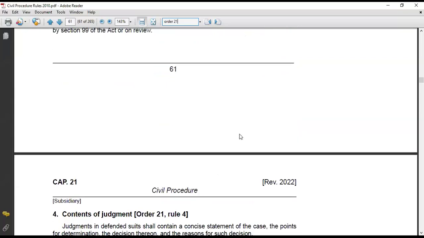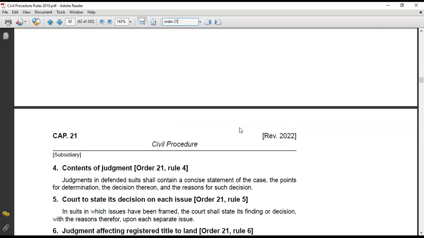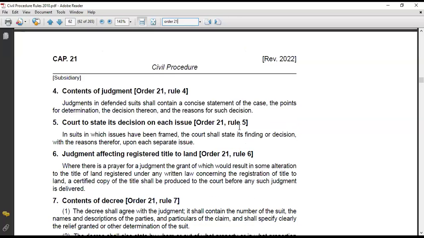So, Order 21, 3 and 4 talks about the content of a judgment. And also the content of a judgment is the same as the content of the ruling. So you must know how to do a ruling or a judgment. So, yeah, that is the first thing. Then you must know, drafting a judgment and a ruling has been asked many times. But now let us go to the content of this question.